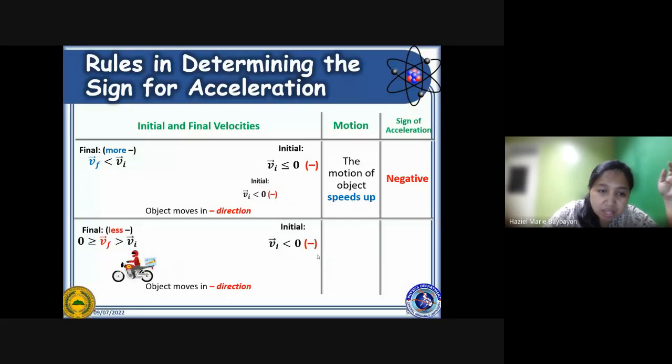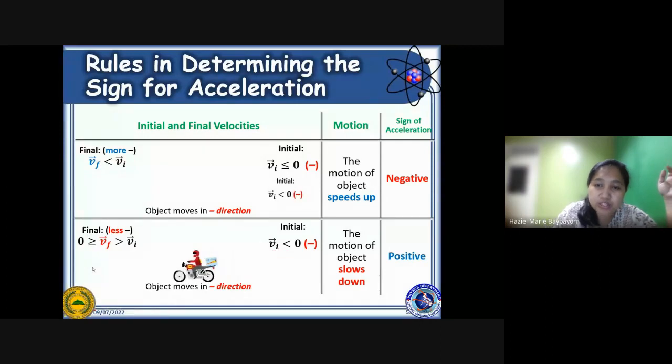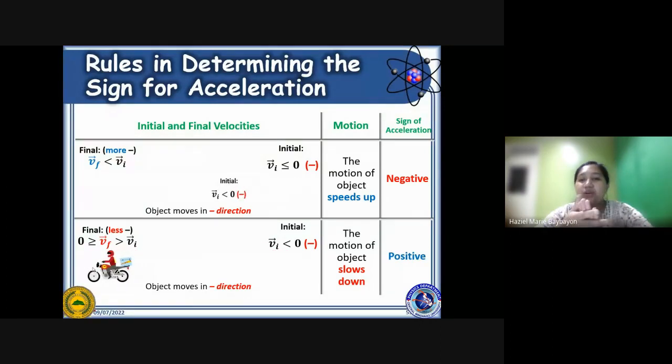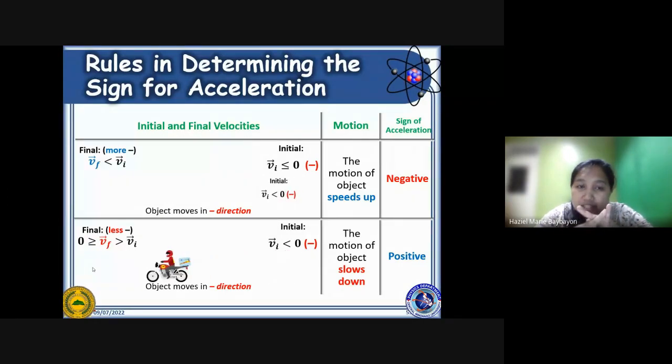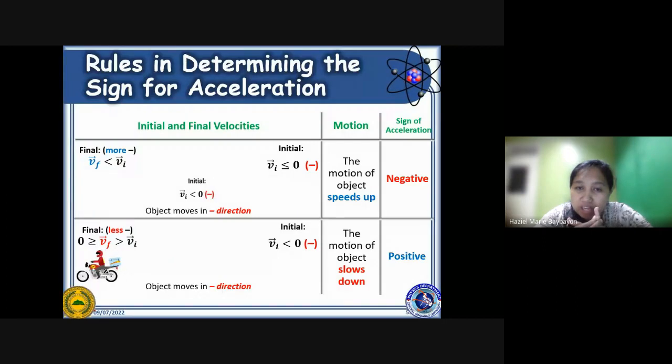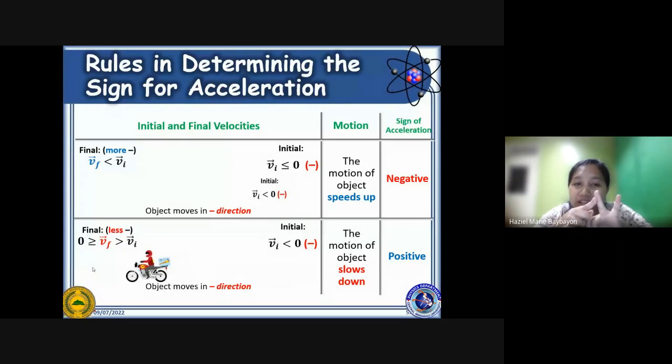So like this delivery driver here. Hinay siya, slowing down, padulong sa left. So ang iyang acceleration is positive. So again, atong balikon ha, naay duha ka cases wherein positive ang acceleration. First is if it is moving in the positive direction and is speeding up. And then the second case is when it is moving in the negative direction but is slowing down. So these are two cases wherein positive atong acceleration.